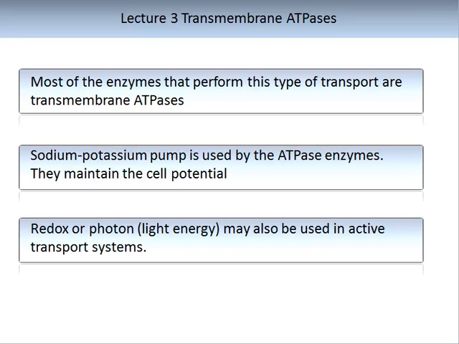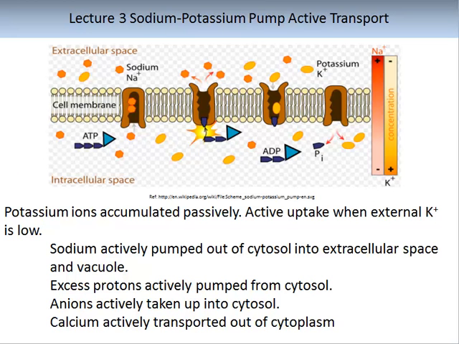Most of the enzymes that perform this type of active transport are the transmembrane ATPases. They require a sodium-potassium pump. They maintain cell potential. Redox or photon light energy may also be used in active transport systems. The slide on the screen, and the one I described previously, describes the sodium-potassium active transport pump.